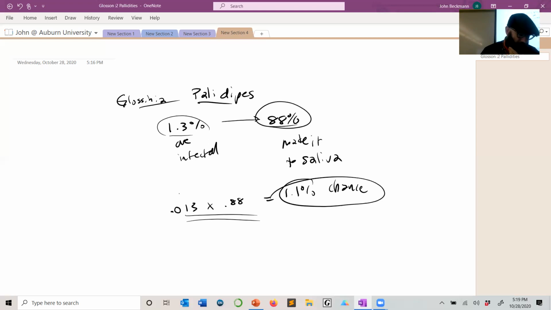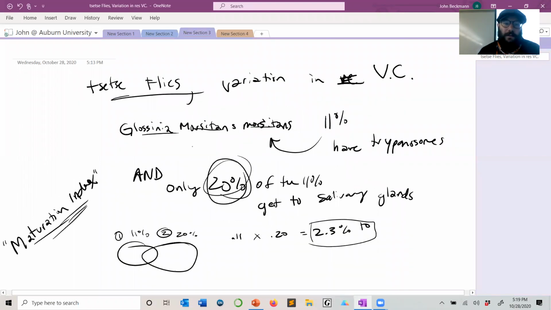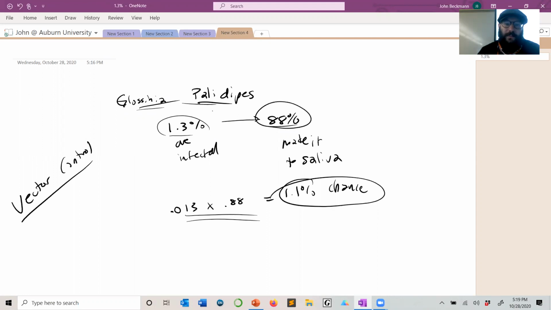So the gist is you have to take the whole chain of events into consideration when you're thinking about vector competence. And there's more events that we're not even discussing. So how would this relate to vector control? So if you're like a public health worker and you have to be in charge of taking care of the tsetse fly problem, should you spend more of your time focused on Glossina morsitans or more of your time focused on Glossina pallidipes?